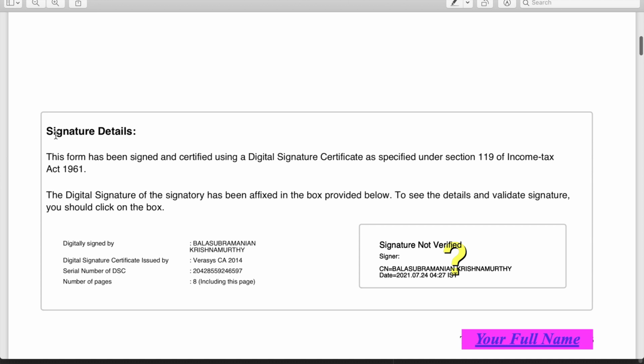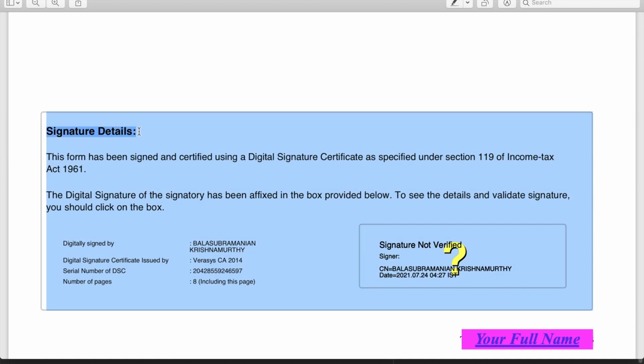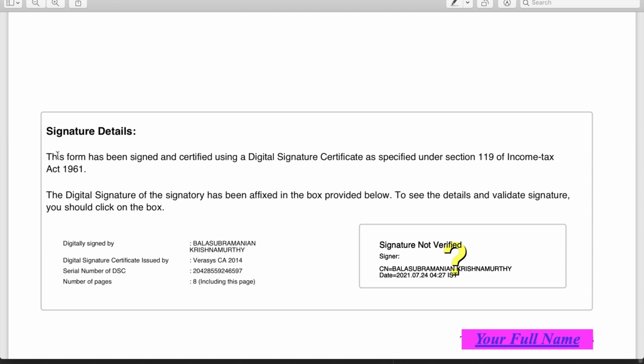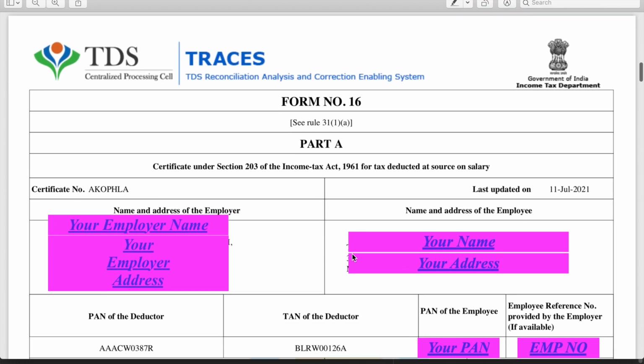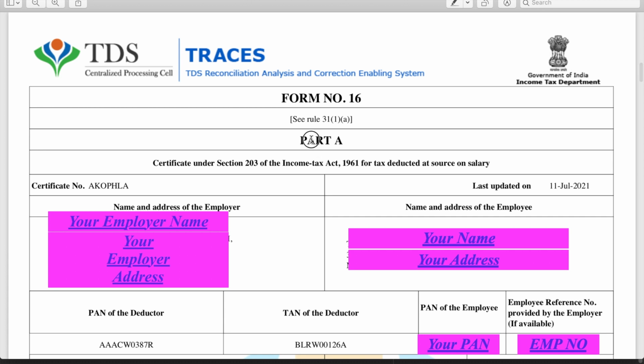In addition to employee detail, we should be able to see the signature details, who issued the Form 16 to us. This certificate would be digitally signed. We will be able to see the person detail as well. As we discussed earlier, Form 16 will have two parts, Part A and Part B. First, we will see what Part A has.